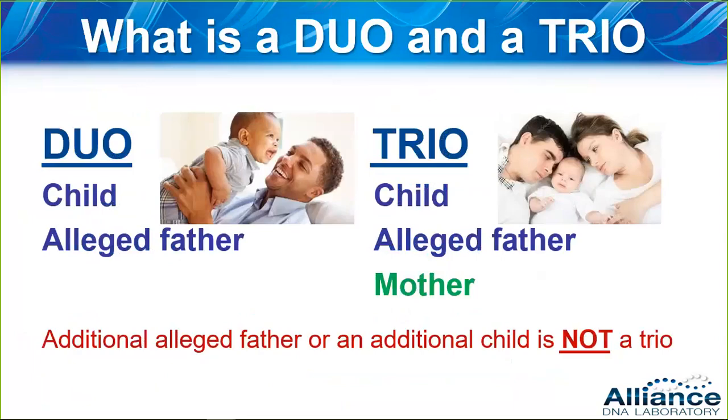We get asked all the time, what is a duo, what is a trio? Well, very simply, a duo is a child and alleged father, and a trio is a child, alleged father, and the mother. Keep in mind that an additional father or an additional child is not a trio. That's an additional person, and you want to charge accordingly for your tests. A trio is a mother, father, and child.